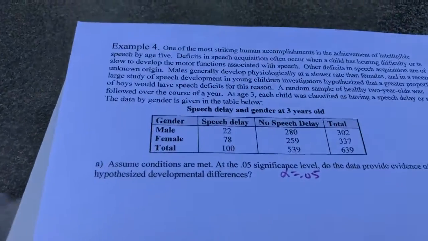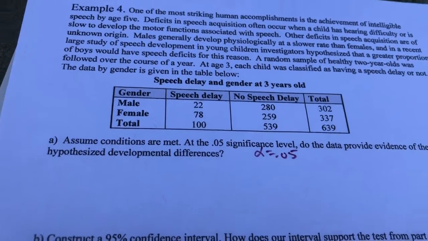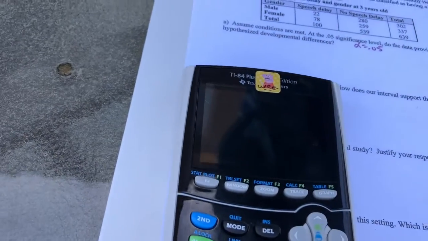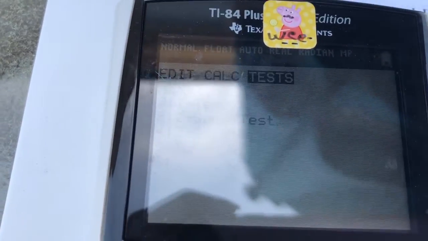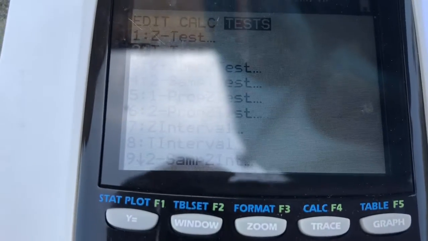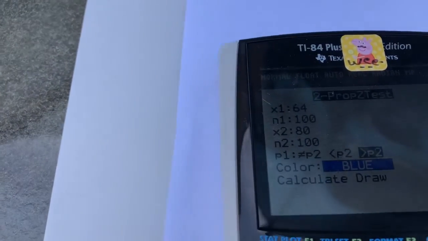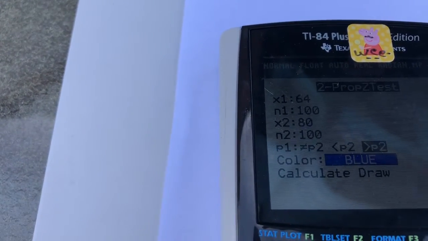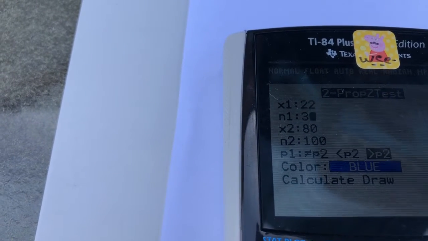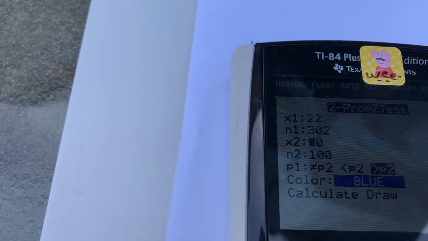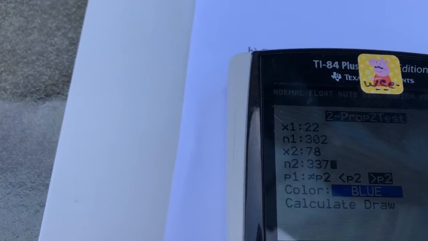Okay, so we have male, female, so there's two proportions. We're doing a test, right? So we need to go to Stat World. Tests, and I'm looking for a two proportion z-test. Glare. All right, so the first group will be my males. We had 22 that had a speech delay out of 302 males. We're comparing that to females. We had 78 who had speech delay out of 337 females.